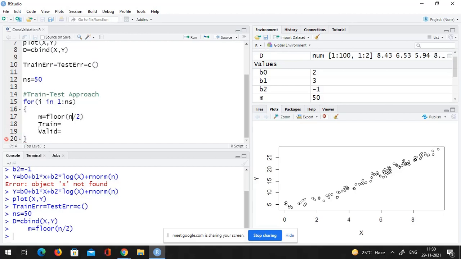So now I am going to select the rows. For selecting those rows, what do I need? I need some sample. So sample of size m from 1 to n, replace equal to false. I think by default it is false. Is my sequence correct, or do I need to give 1:n first?